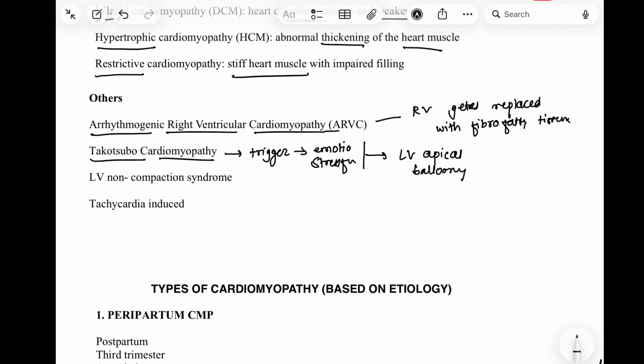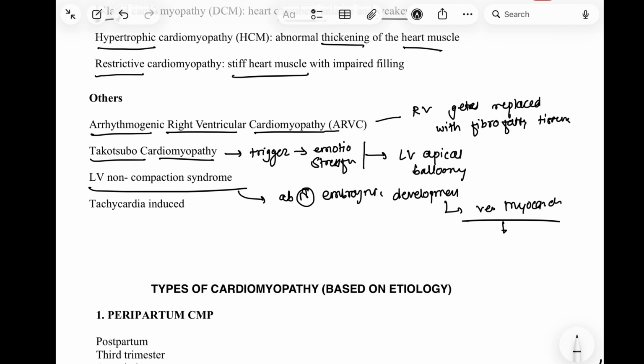Then there is left ventricular non-compaction syndrome. It is associated with abnormal embryonic development. In this case, we get the ventricular myocardium as spongy. So there is an ineffective contraction and there is a decreased cardiac output and ejection fraction. So the symptoms of cardiomyopathy we can get. The next, but not the least, is tachycardia induced. Due to constant tachycardia, there is a dilatation of the heart which results in cardiomyopathy, right? So these are the other cardiomyopathies that we can encounter in our practice.